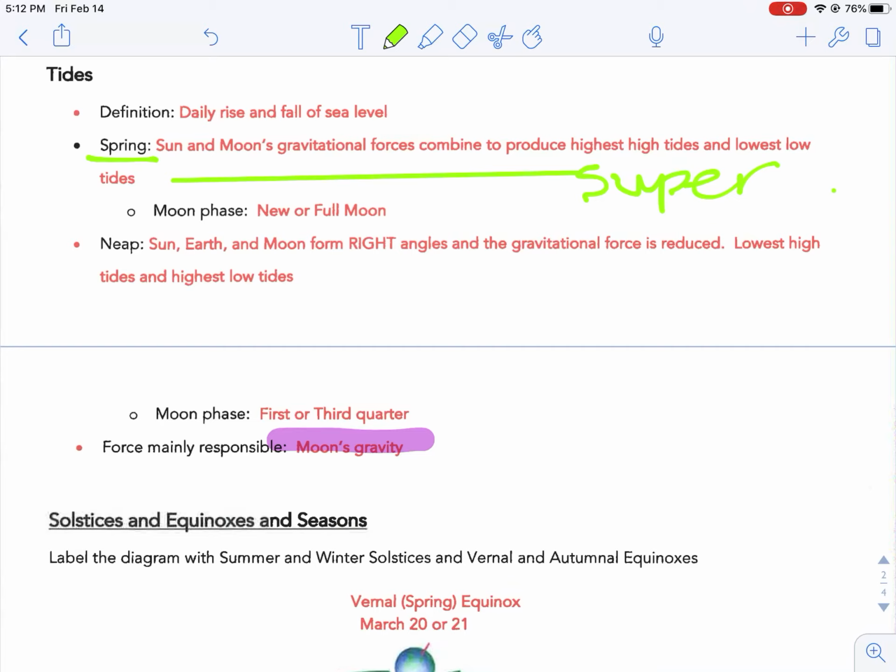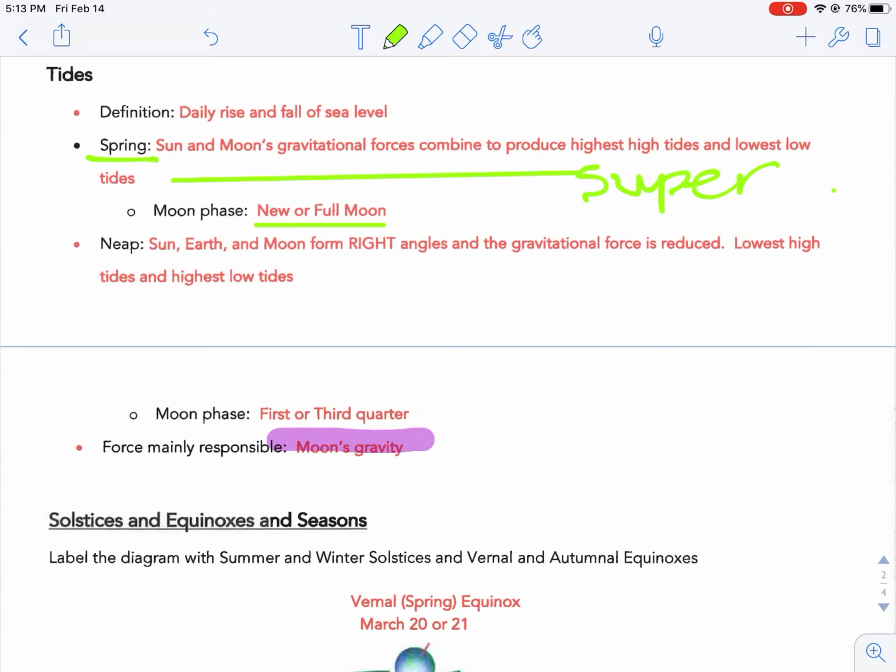Therefore, where there are low tides, it's going to be lower than normal low tides. That happens on the new and the full moon, when the sun, the moon, and the earth are all in a straight line. So we have sun, moon, earth, or we have sun, earth, moon. But either way, they're in a straight line and they work together to supersize that high tide.